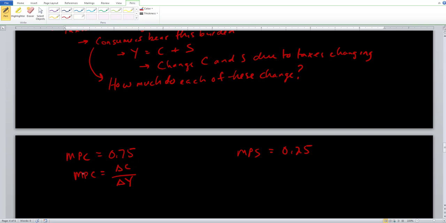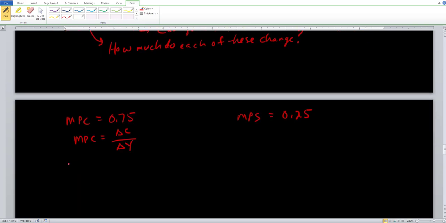We know what our MPC is. We know how much our income has changed by. So when taxes change, it's inherently changing our income. So our unknown is going to be the change in C. And this is going to tell us exactly how much consumption is going to change by. So here, fill in the information that we know. 0.75 for MPC. Change in C is exactly what we're solving for.